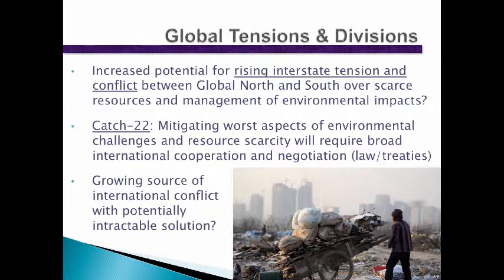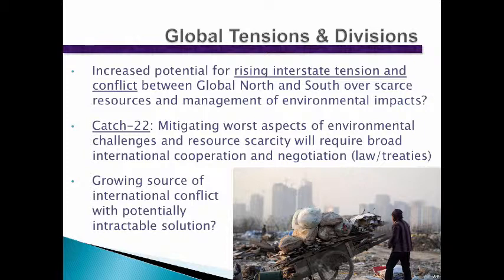And so the potential problem here is that we have what some scholars have referred to as a bit of a catch-22. We know that to deal with a lot of these issues of environmental damage and degradation, and resource scarcity, it is going to involve all the countries around the world. It's going to involve a coordinated effort between the global north and the global south. But of course, these are the very same forces that are increasing the potential for tension between the North and South and make it less likely that they might be able to get together in terms of cooperation and negotiating, coming up with things like international laws and treaties about how to deal with these issues.